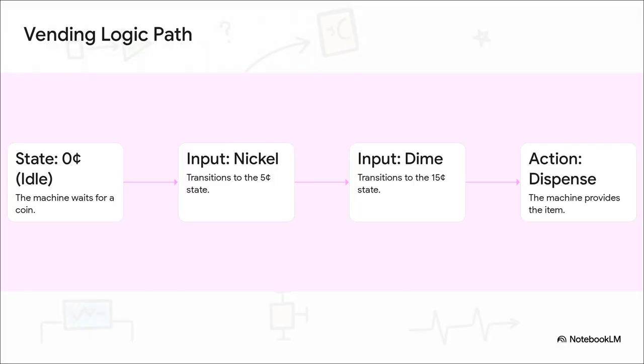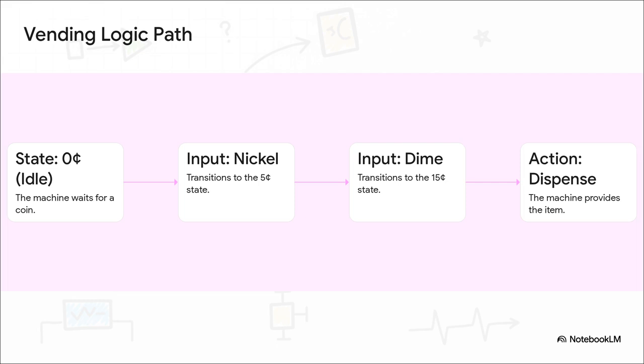Let's just walk through the logic. The machine starts in its idle state, right? It has 0 cents. You walk up and put in a nickel. Click. It transitions to the 5-cent state. Now it's just sitting there, waiting. Then you put in a dime. Click. It instantly jumps to the 15-cent state, and its output, its action, is to dispense your item.